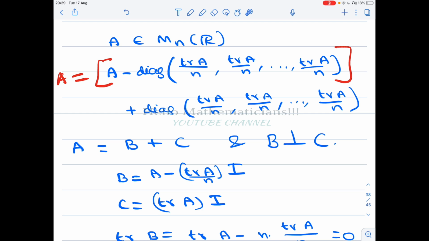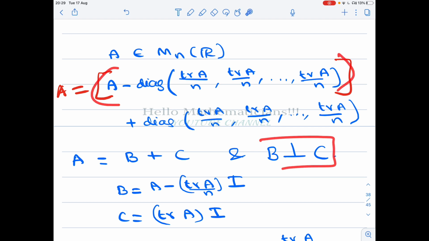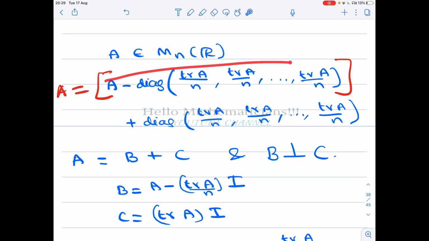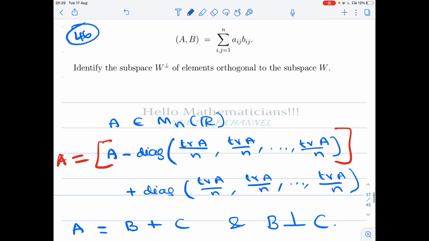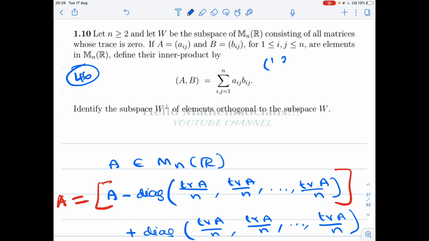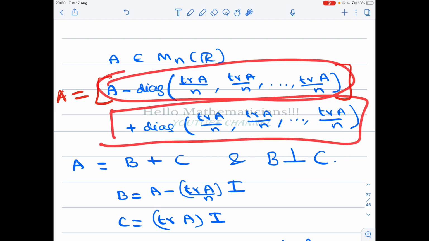Now note that if you take the inner product using this inner product, you will see that these two elements are orthogonal to each other, because of the way we have defined it. The inner product is the usual one: you take the 1 1 entry with the 1 1 entry, then the 1 2 entry with the 1 2 entry. For example, in a 2 by 2 case, 1 2 3 4 and 5 6 7 8, their inner product is 1 into 5 plus 2 into 6 plus 3 into 7 plus 4 into 8. This is the usual inner product. Likewise, here also you calculate the inner product, and you will see that B is perpendicular to C. That means their inner product is 0.